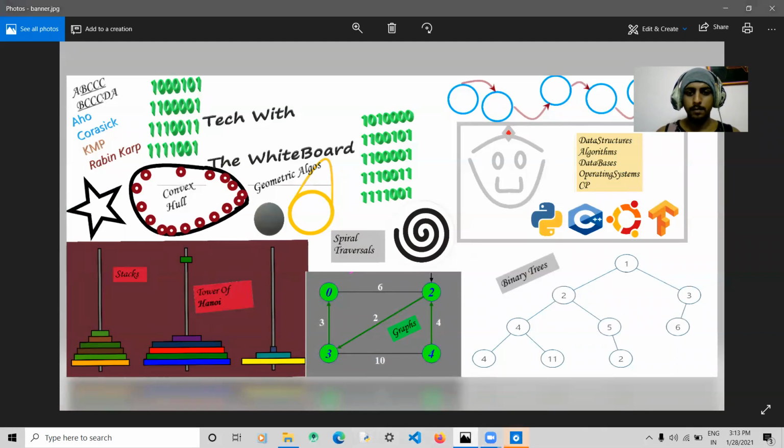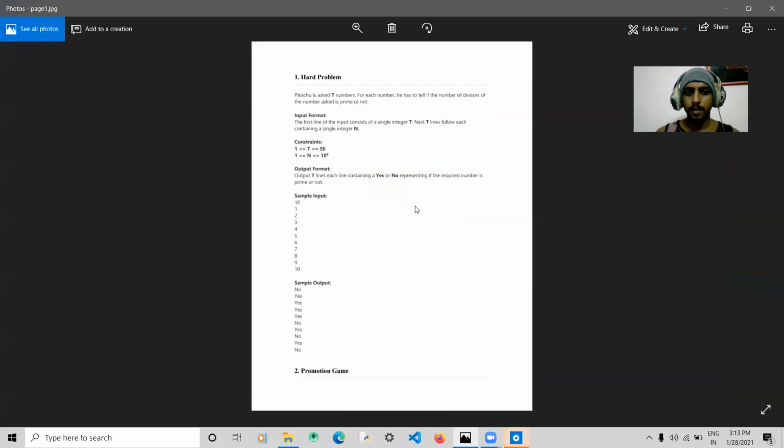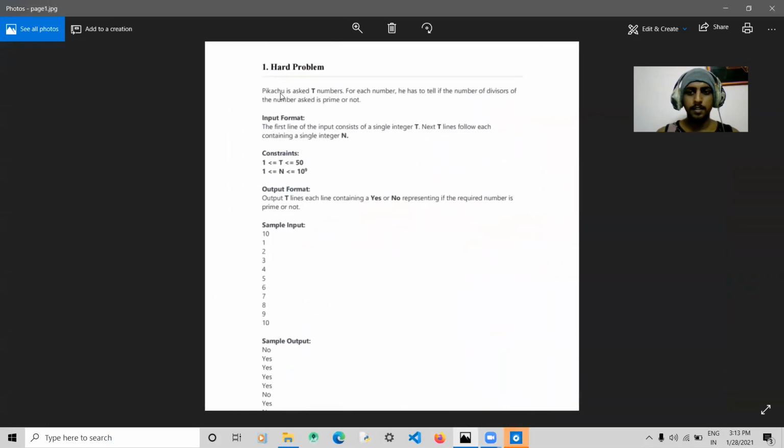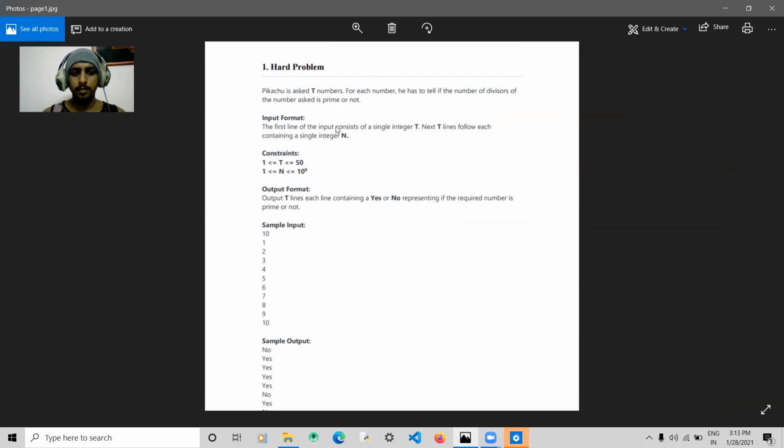So our first problem is hard problem. What this problem simply says is that there will be a list of t numbers, and you have to figure out whether the number of distinct divisors of that number is prime or not.